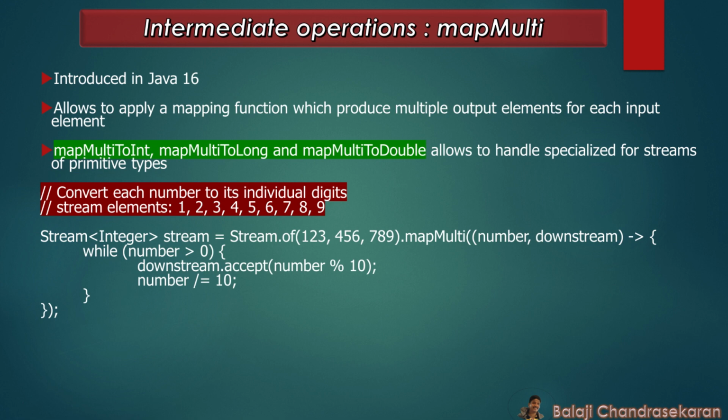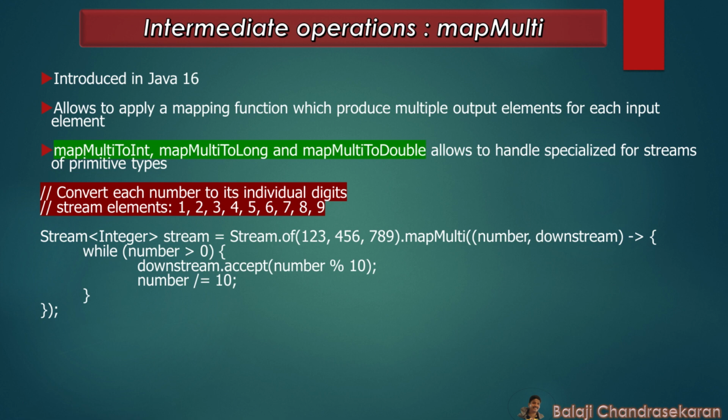The mapMultiToInt, mapMultiToLong, and mapMultiToDouble methods are similar to the mapMulti method but are specialized for streams of primitive types, allowing you to perform complex transformations while preserving the primitive type of the elements. In the given example, we have a stream containing three integer values.